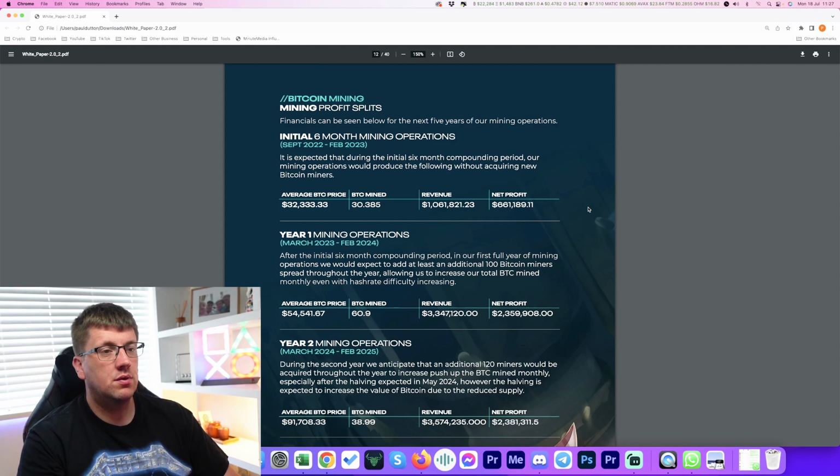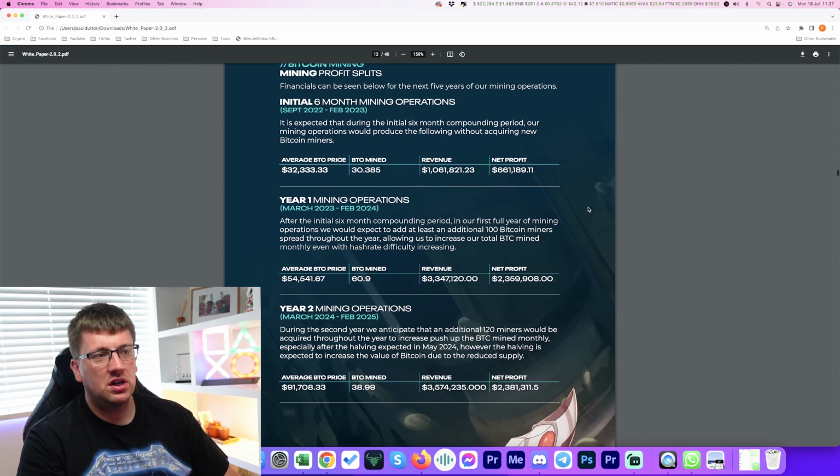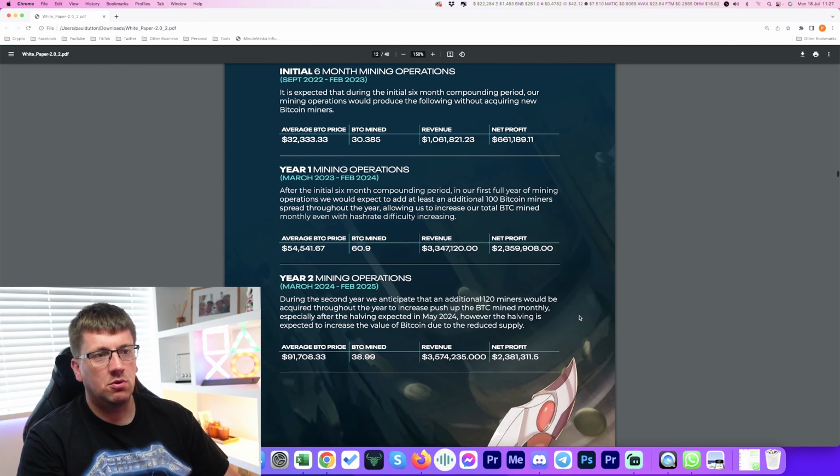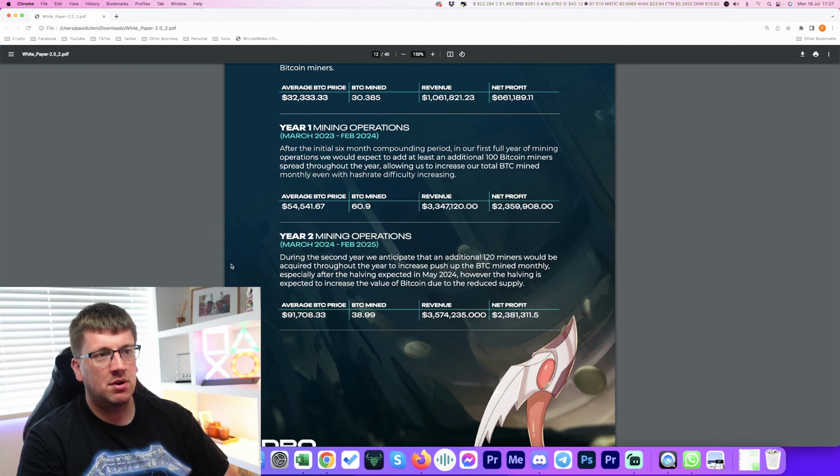Effectively, I think that is how it works. But it starts to get even more exciting, because if you look at the mining operations from year one and year two, we're up to 2.3 million, another 2.3 million, but I think that's due to a Bitcoin halving event, which will happen.